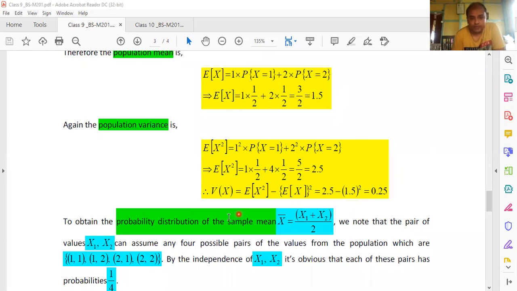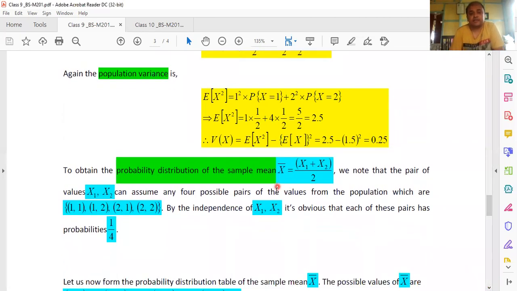Now, to obtain the probability distribution of the sample mean, you see, if capital X is the random variable associated with the population, we can get a sample of size 2. Suppose one of the variables associated to the first sample is X1, and another variable associated with the second sample is X2. These are also random variables. X1 is the random variable associated with the first sample, X2 is the random variable associated with the second sample. Then the sample mean will be (X1 + X2)/2.